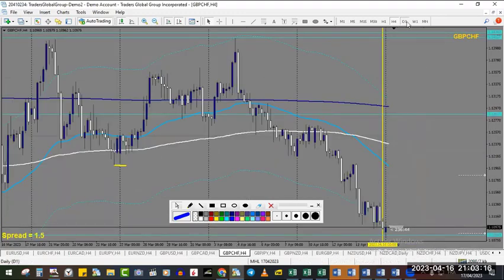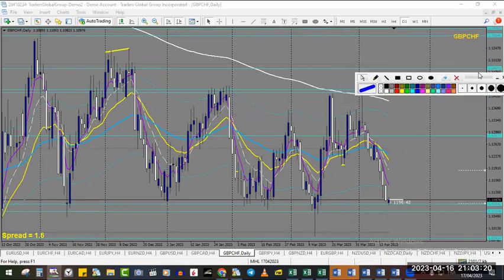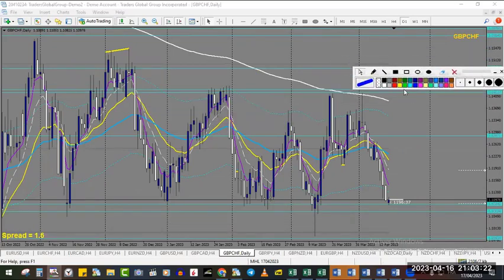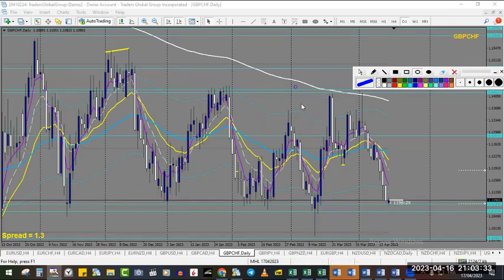GBP CHF. So this one looks nice and beautiful because this low initiated a huge move, making this high, and this whole move right here is very impulsive going up. So this is very strong. For me, it's institutional money who made that.